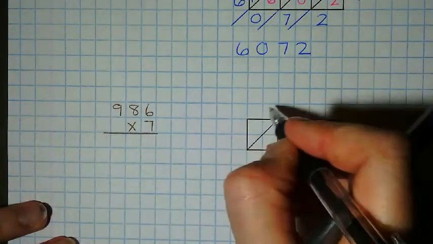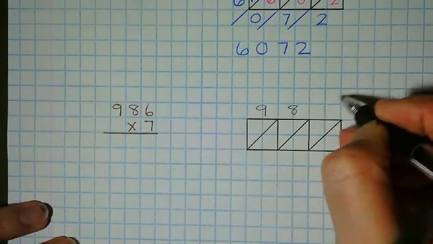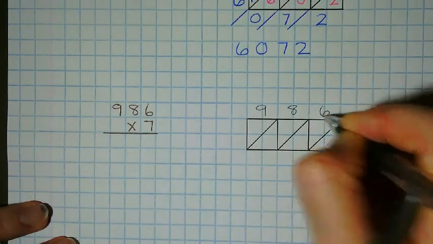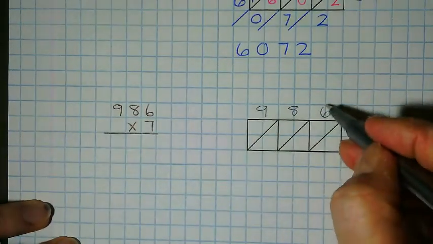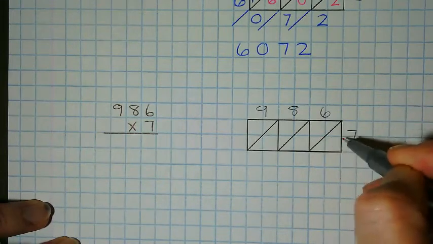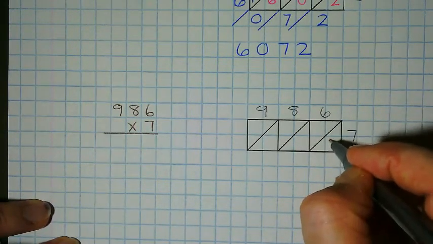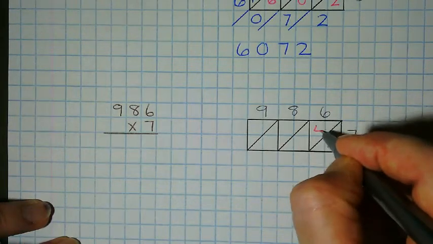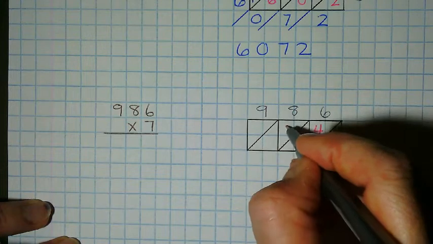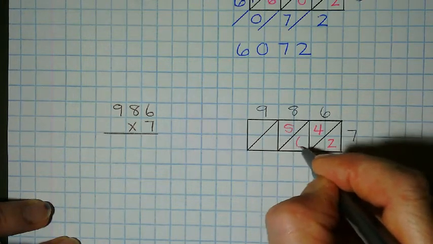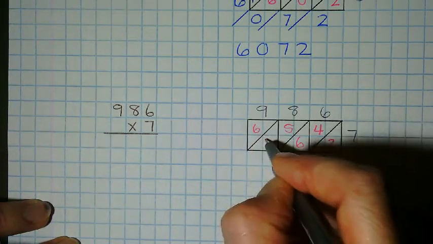I'm going to write the numbers there at the top of the squares. Okay, now we multiply the two numbers that's in line with each other, the 7 and the 6, where they cross. We're going to write the answer, 42. And then 7 times 8 is going to be 56. And then 7 times 9 is going to be 63.